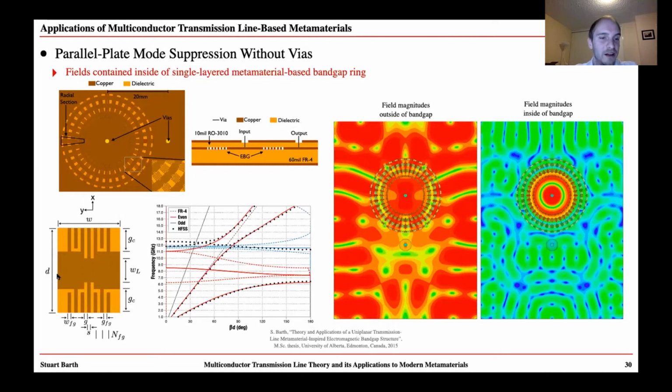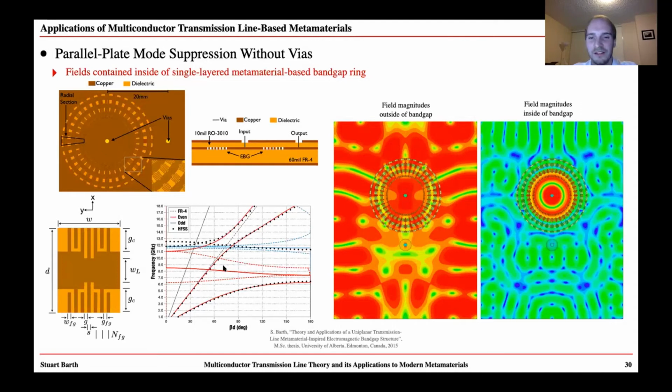And we designed our metamaterial structure, shown in the bottom left, to support a large band gap, shown in the dispersion diagram, where we note that we do see an unrelated mode propagating through the middle of that band gap. But as we know, that's fine. That's not an issue for us because that mode is unrelated from the parallel plate mode that we're interested in suppressing.